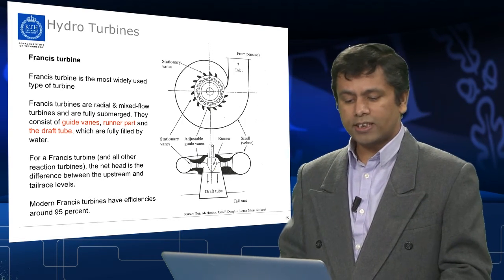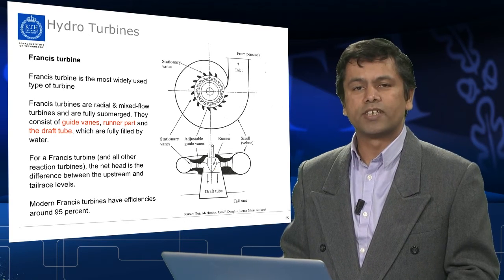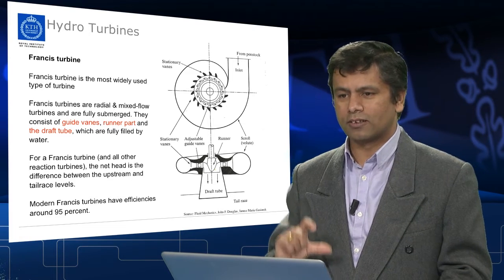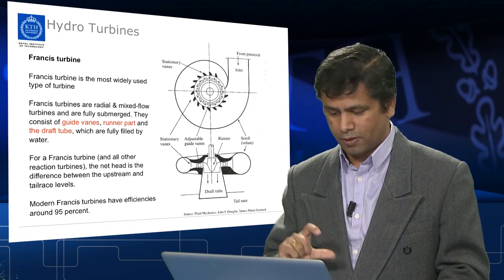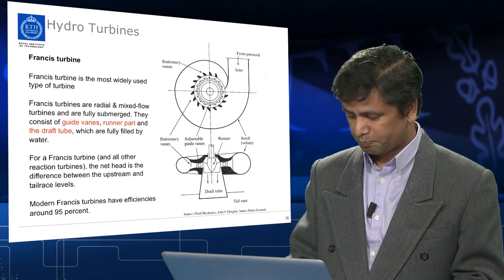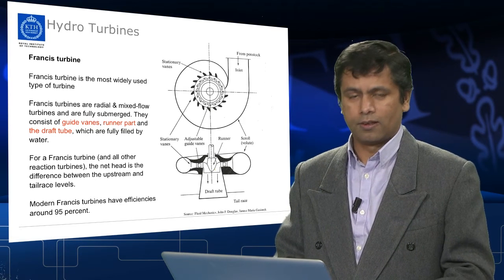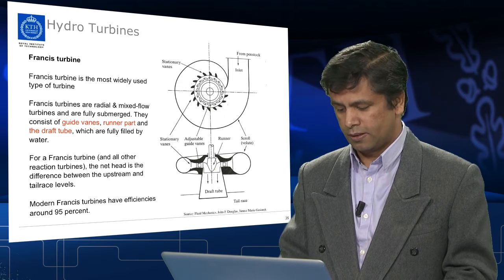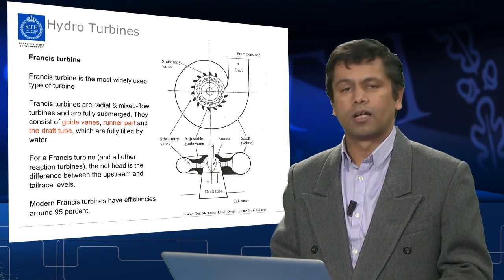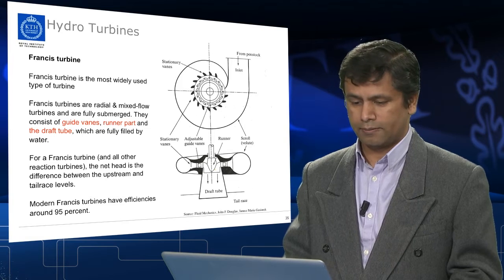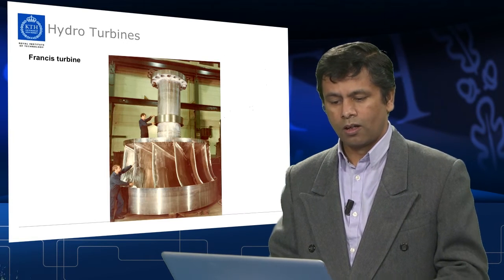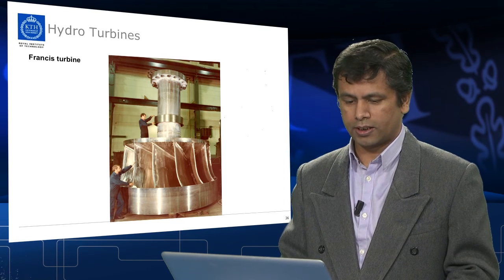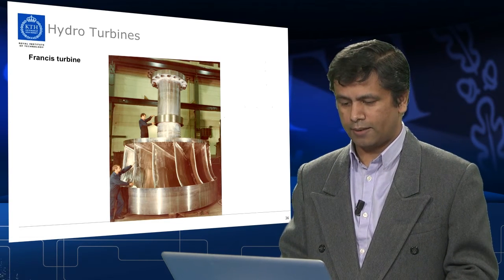For the Francis turbine, the net head is the difference between the upstream and the tailrace level. So, it utilizes the draft tube level as well. And modern Francis turbines can have efficiency up to 95%. So, it is one of the efficient turbines. Here are other pictures of how the Francis turbine runners look like.